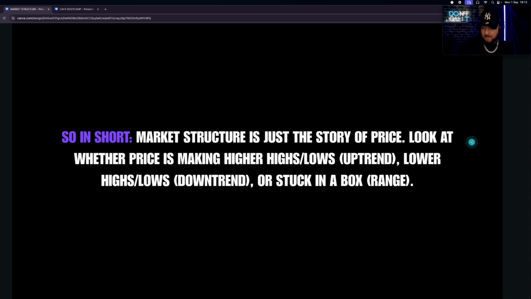So you all know this stuff anyway. This is the baby stuff. Market structure is just the story of price. Look at where the price is making higher highs and higher lows, that's an uptrend, or lower lows and lower highs, and that's a downtrend. All stuck in a box, and that's a range. Okay, so I'm glad I got that a little bit out of the way. All right, let's move on.